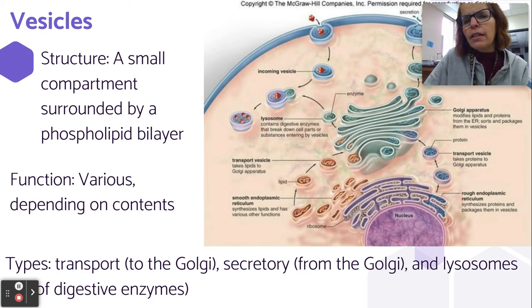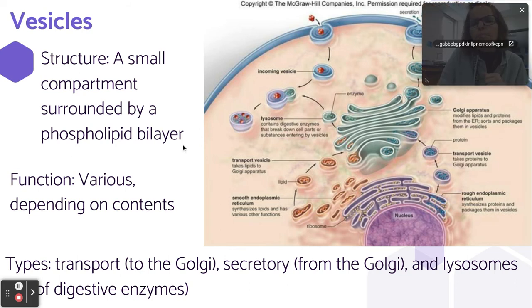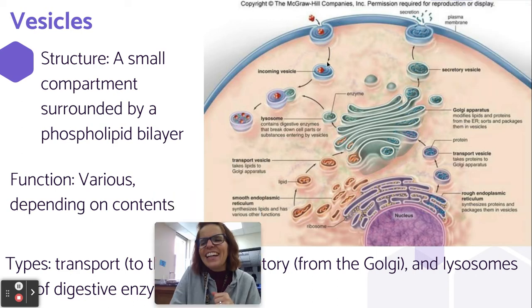The secretory vesicles allow the cell to secrete. Secretion is happening up at the top of this image, and you can see molecules coming out of the cell. Those are proteins that the cell made that it's releasing out of the cell, or other molecules.